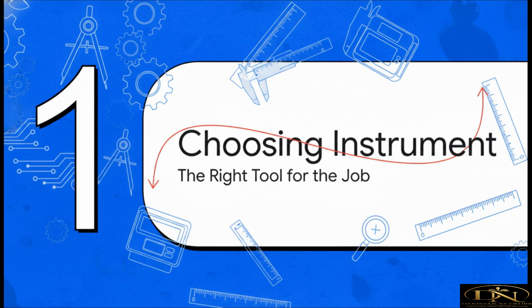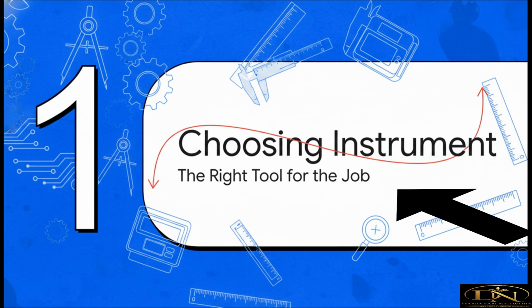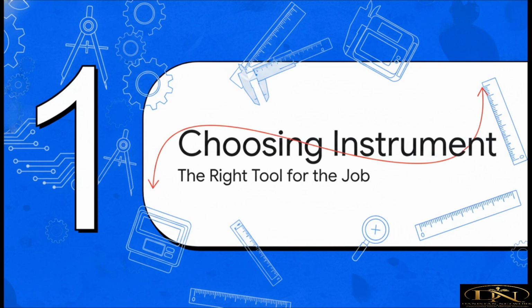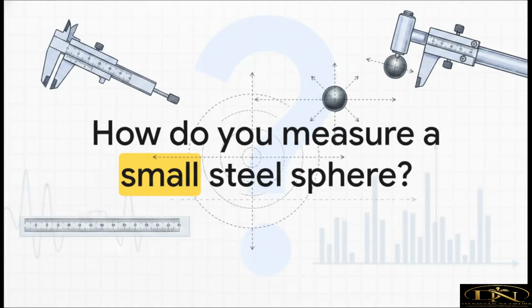The first big challenge that every single scientist faces is picking the right tool. I'm not kidding. The instrument you choose can literally be the difference between a fantastic, useful measurement and one that's, well, completely worthless. So picture this. I hand you a small steel ball, like a little ball bearing. Your mission, should you choose to accept it, is to measure its diameter. Now, what tool do you reach for? This choice is so important because it's going to determine just how much you can trust your final answer.